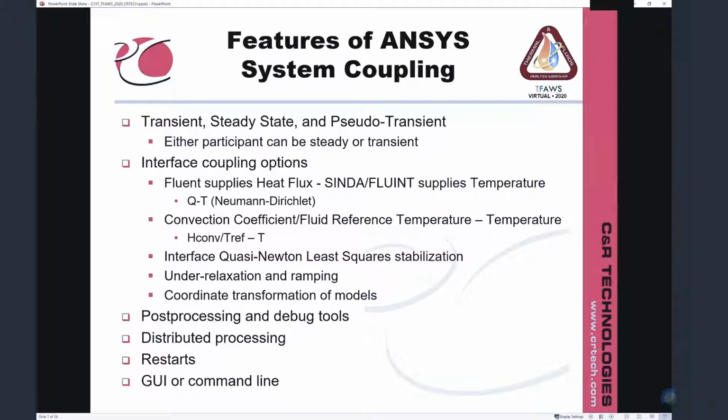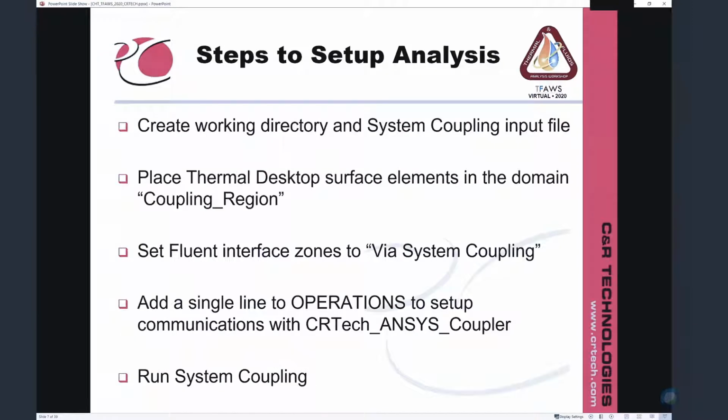And there's a lot of good post-processing and debug tools. Of course, it runs distributed. You can do restarts, where say you do 10 iterations in steady state and take a look at the results. Not good enough. You can run 10 more and pick up where you left off. System Coupling can run either with a graphical interface, which I don't have too much experience with yet, or a command line.